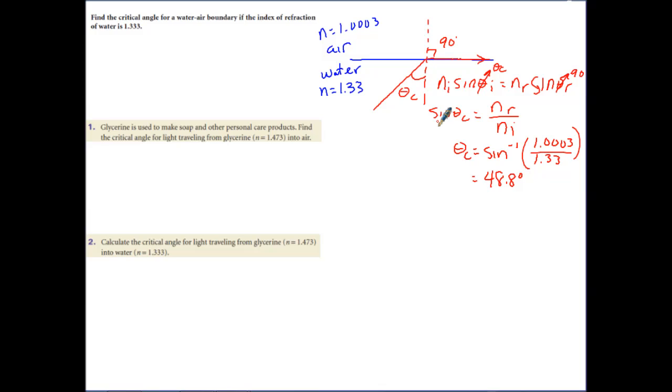Let's go ahead and do number 1 here. Glycerin is used to make soap and other personal care products. Find the critical angle for light traveling from glycerin into air. So let's go ahead and draw that one here really quick. So here I have a glycerin.